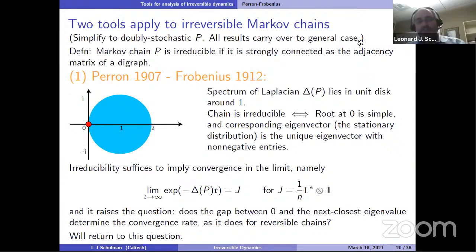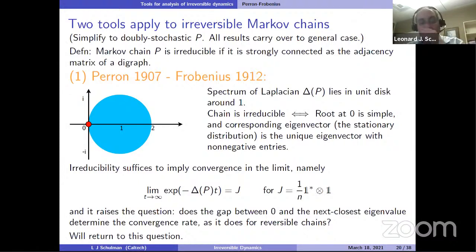There's a root at 0. You can see that red dot over there. If this is irreducible, if it's an ergodic system, that root is simple, and the corresponding eigenvector is the stationary distribution. Hopefully this is very familiar to you. And irreducibility is sufficient to apply convergence in the limit. That is, ultimately, when you look at this kernel e to the minus delta t, you converge to J, the all ones matrix divided by n.